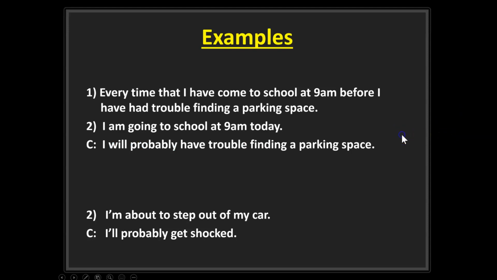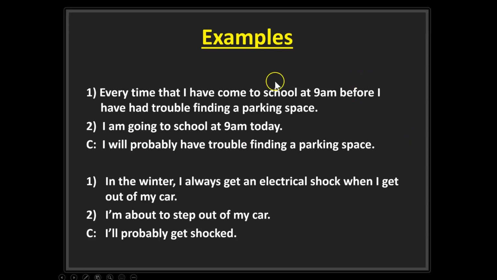So here are a few examples. Let's look at the top one. Every time I've come to school at 9 a.m. before, I've had trouble finding a parking space. And I'm going to school at 9 a.m. today. I'll probably have trouble finding a parking space. Right? So you're saying, look, in the past, this always happens. I'm going to do this again soon. So I'll make this prediction. Or, in the winter, I always get an electrical shock when I get out of my car, and I'm about to step out of my car, I'll probably get shocked.